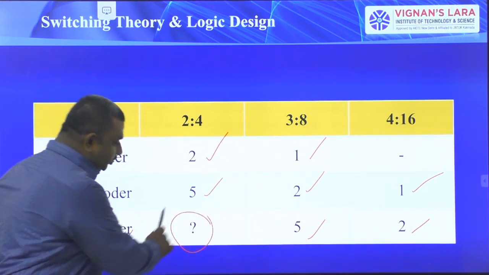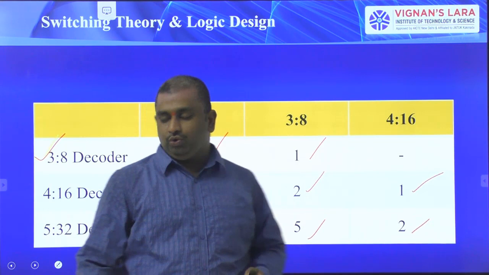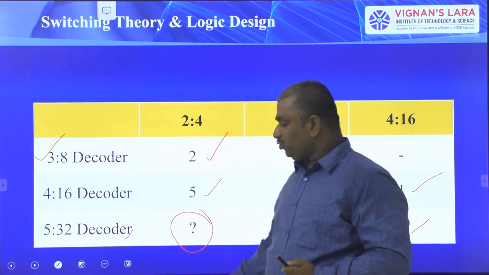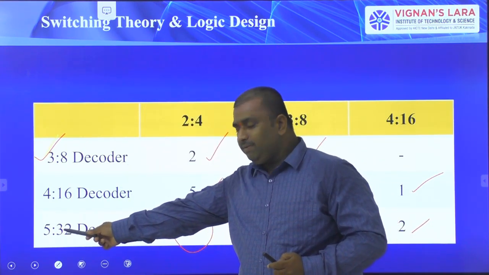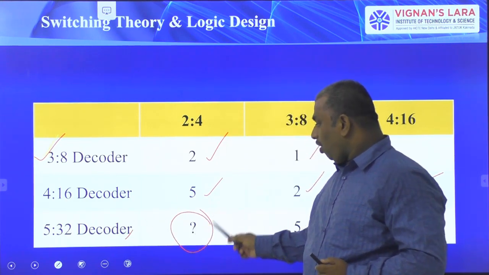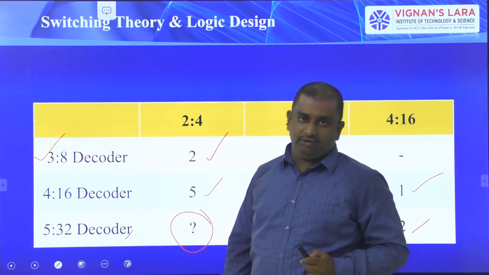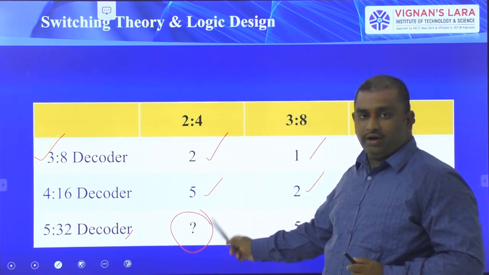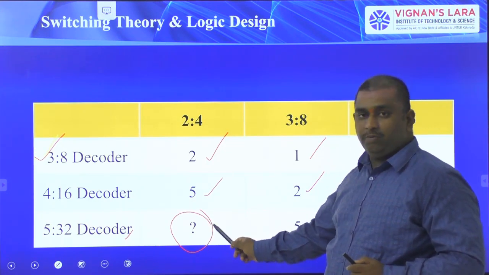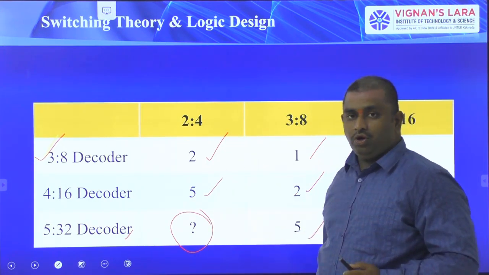Here my question is for you. You have to give the answer by today evening. For implementing 5 to 32 decoder, how many 2 to 4 decoders are required? This is the one option I have not given. I have represented it with a question mark. You have to find the answer.